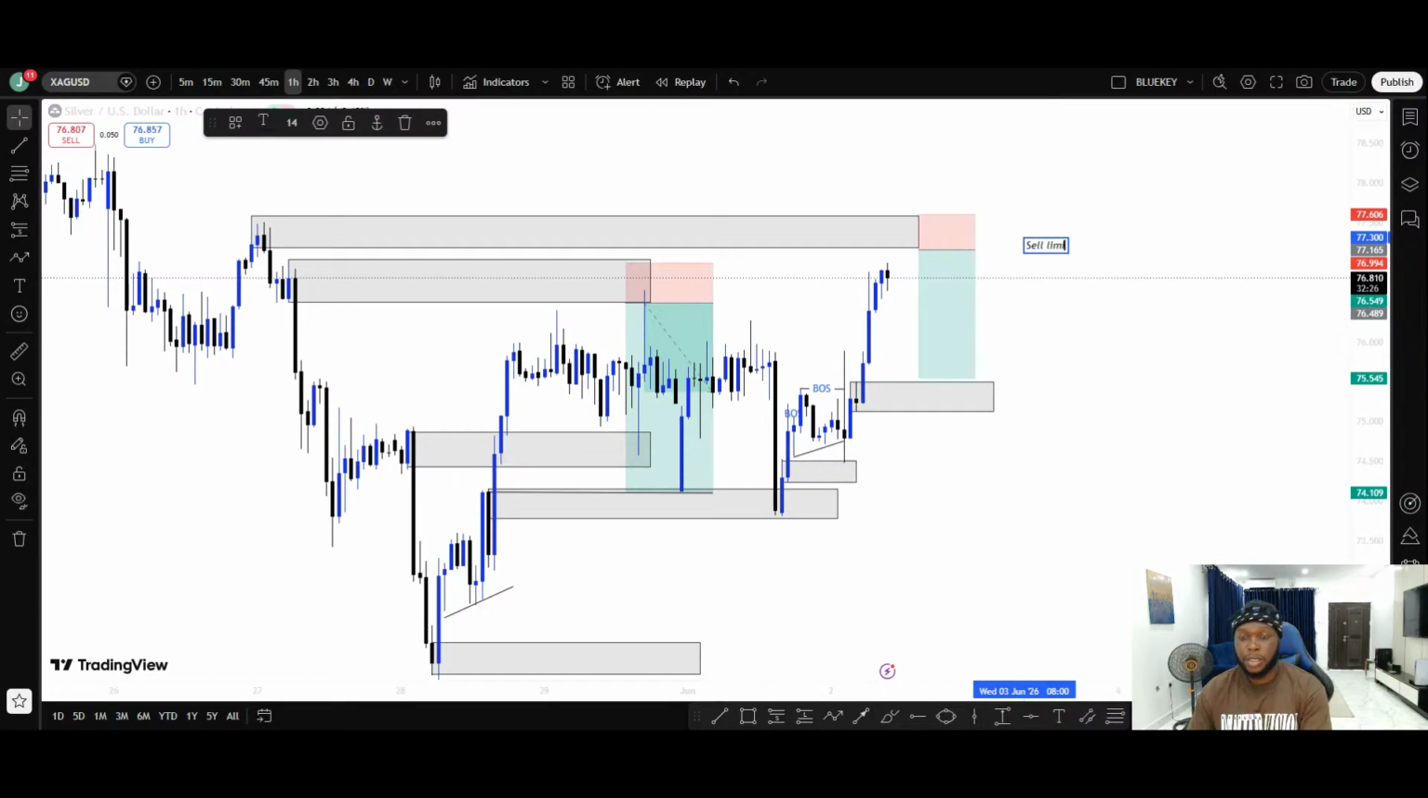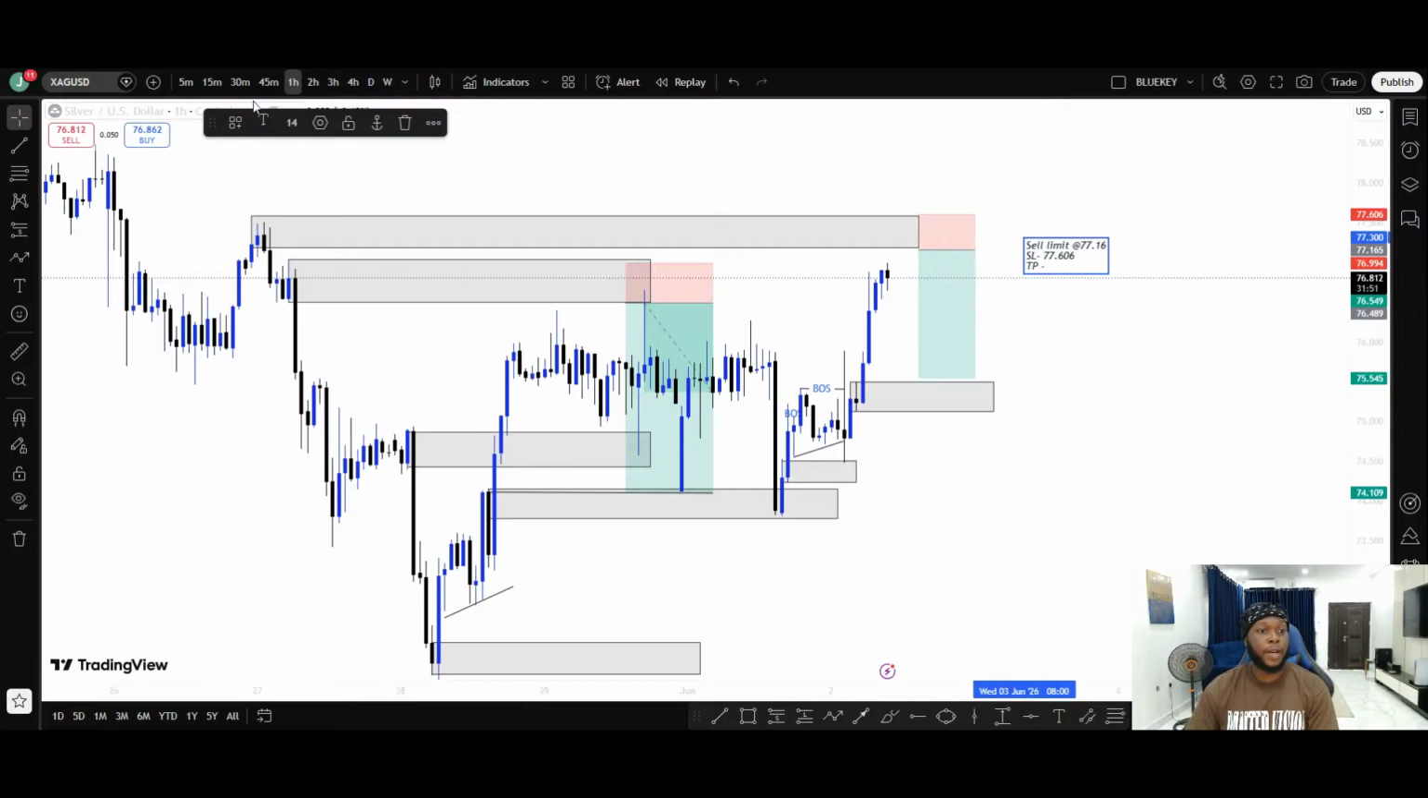Sell limit at 77.16. Then our SL is going to be at 77.606. Then let's say TP1, so that we can make it easier for some people.